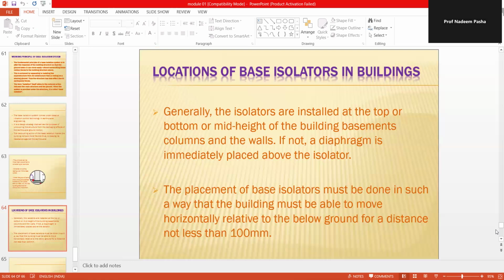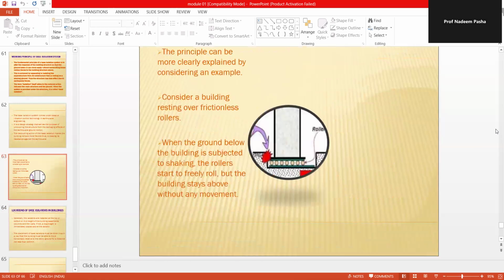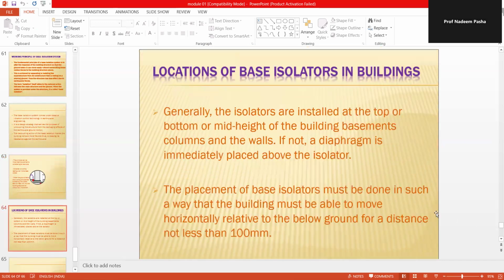Now the question comes, what is the limitation? Up to how much distance can you move the building? The placement of base isolators must be done in such a way that the building is able to move horizontally. What we are seeing in this figure is that when the ground below the building, this dotted portion, is subjected to shaking, the rollers will start to freely move, but the building stays above without any movement. Up to what distance? Up to 100 mm.